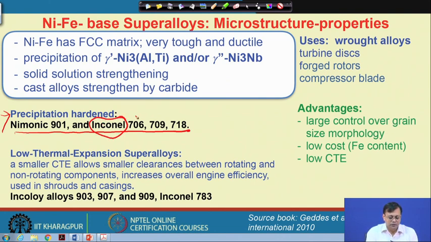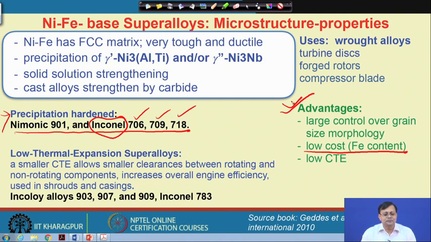Okay. So, here let us say the iron content is very high, and you could easily understand that if the iron content in an alloy becomes higher, then we expect a lower cost. So, this is a big advantage of these nickel-iron or Inconel alloys.